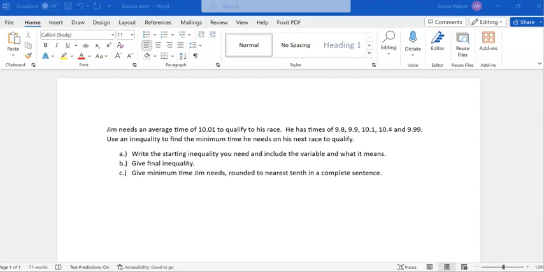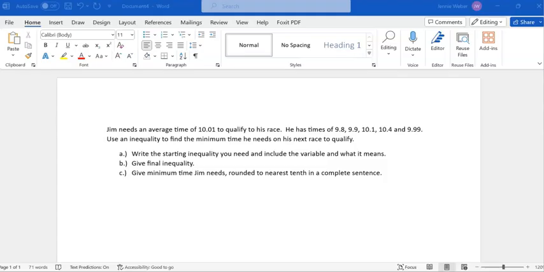We're told Jim needs an average time of 10.01 to qualify for his next race. He has the times given here. We want to use an inequality to find the minimum time he needs on his next race to qualify. So the goal is that after this race, he'll have an average time that's under this 10.01 that allows him to qualify for whatever he's trying to qualify for. Maybe it's nationals, maybe it's the Olympic team, I don't know, but he wants to be fast enough.